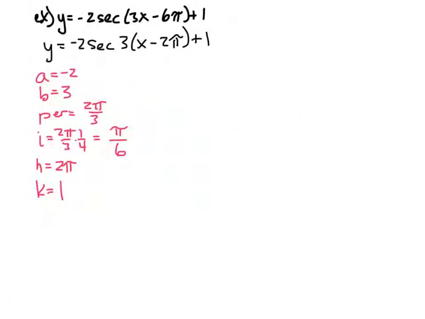I'm going to start by graphing my h of 2 pi. So here's my h of 2 pi. Now I have to add pi over 6 to that, so I need them to be in like terms. This is 12 pi over 6.